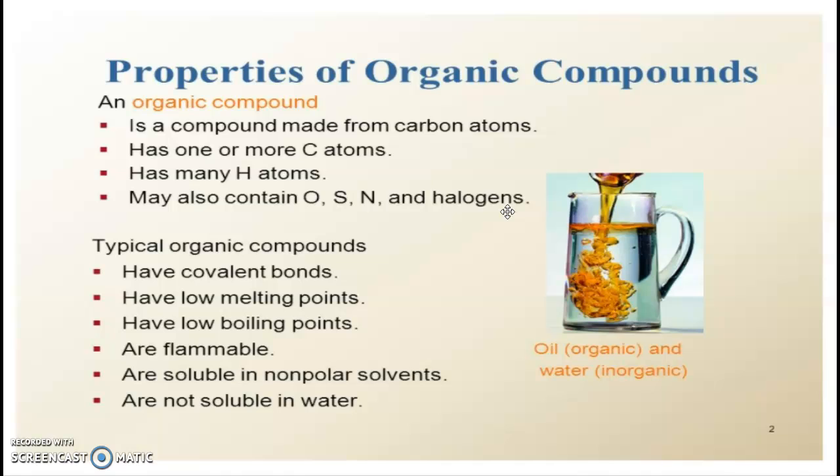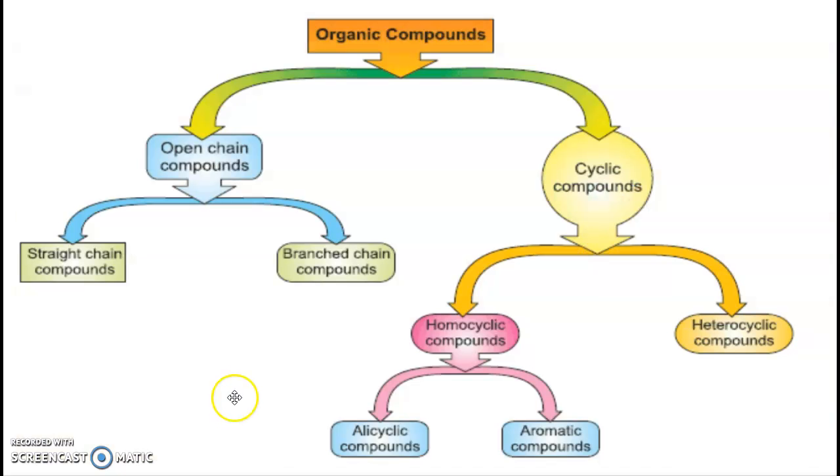Halogens are nothing but fluorine, chlorine, bromine and iodine. The typical characters are they have covalent bonds within themselves. In between the atoms we see covalent bonds and they have low melting points and low boiling points. They can catch fire easily, they are flammable, and they are soluble in non-polar solvents and insoluble in water. These are the properties, and this is the classification of organic compounds.